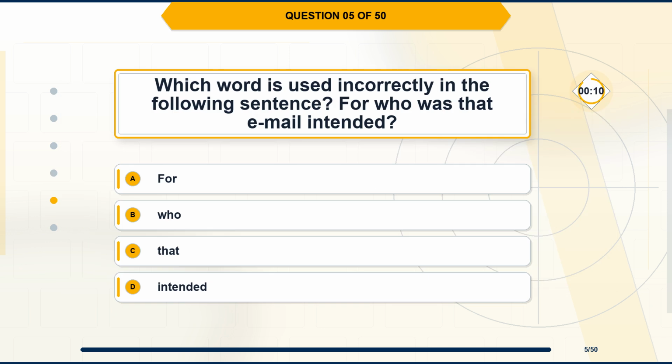Question 5. Which word is used incorrectly in the following sentence? For who is that email intended? Option A. For. Option B. Who. Option C. That. Option D. Intended.